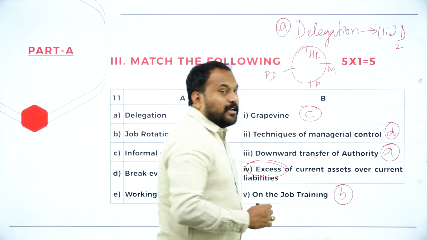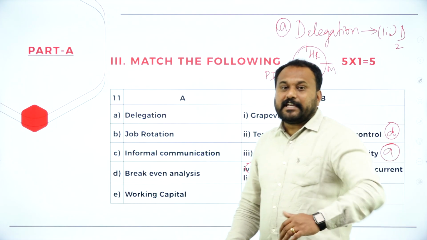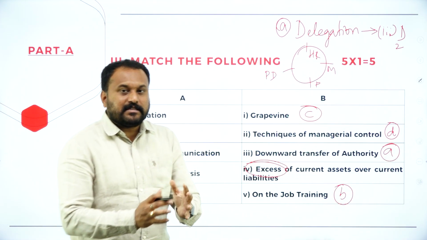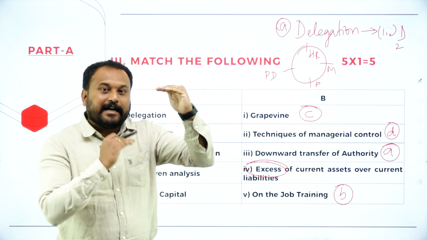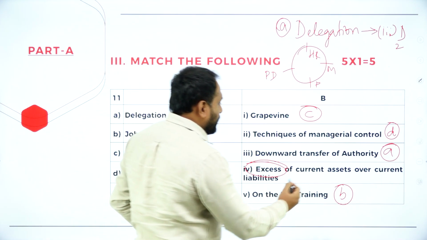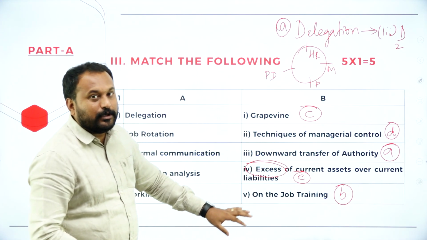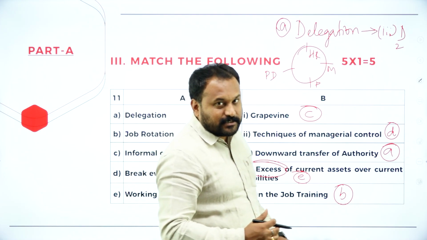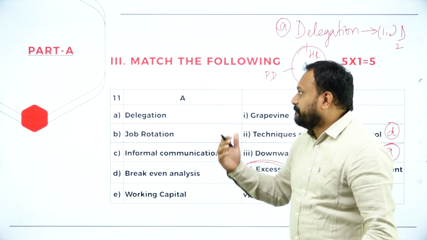D. So the last one here we have is working capital. See, while going for the working capital, always our assets should be more and liability should be less. That is called the working capital. So here the E is here. E, working capital. So this is how you will be getting 5 into 5. Till now, you have got 15 marks. Now let's go with the next section. That is the 4th section of part A.